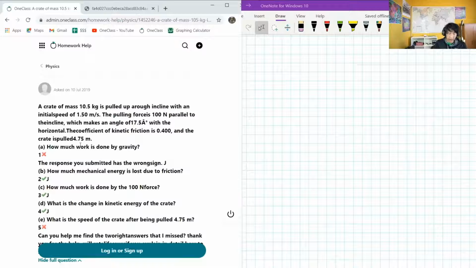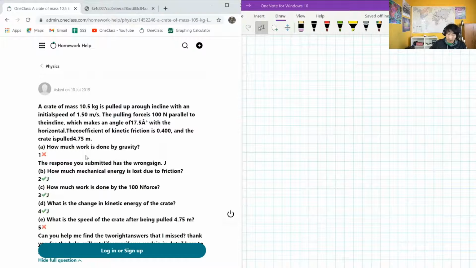Okay, so here we have the next question on the menu today, and it is asking us: a crate of mass 10.5 kilograms, it's fairly heavy, is pulled up an incline with an initial speed of 1.5 meters per second. The pulling force is 100 newtons parallel to the incline, and the incline makes an angle of 17.5 degrees with the horizontal. The coefficient of friction is 0.4, and the crate is pulled 4.75 meters. I'm going to assume that is up the ramp.